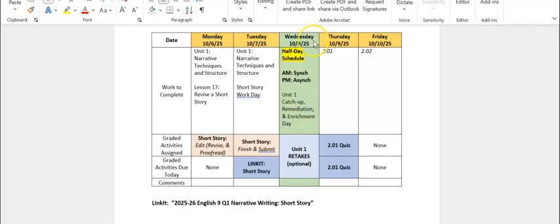So then we will finish our Unit 1 on Wednesday, October 8th. We will follow the half-day schedule that day, synchronous in the morning, asynchronous in the afternoon, with our Unit 1 catch-up, remediation, and enrichment day, where our Unit 1 retakes are optional and they will be available.